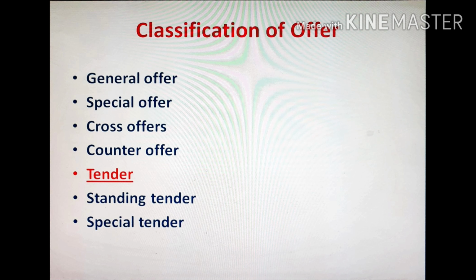Mr. A says, will you purchase? Mr. B says, will you sell? So there is no question of saying, yes, I will purchase. That means it is not binding the parties with acceptance. So the content of both the offers moved from A and B are same. Therefore, these two offers are said to be cross offers.